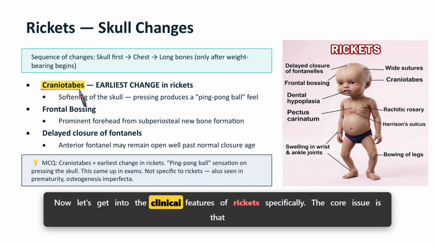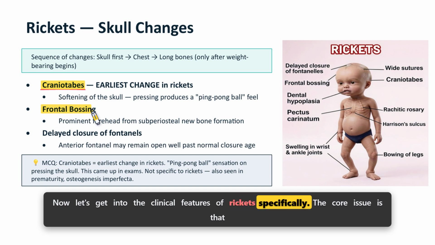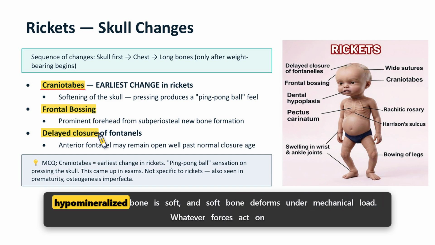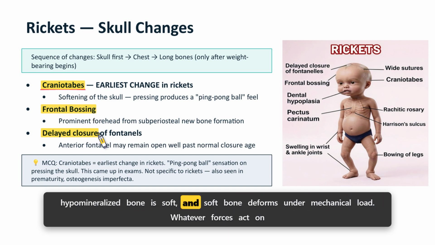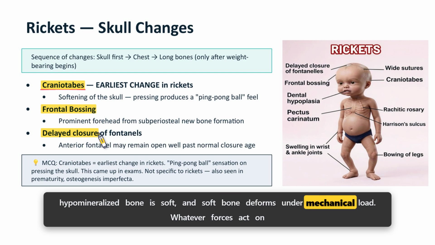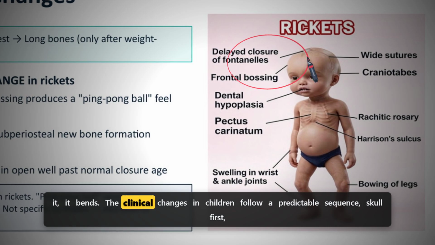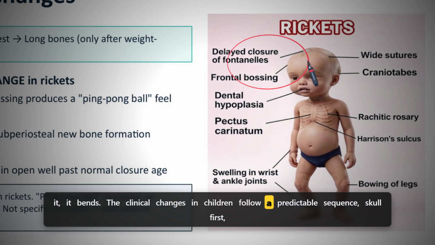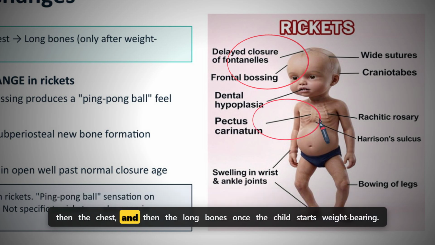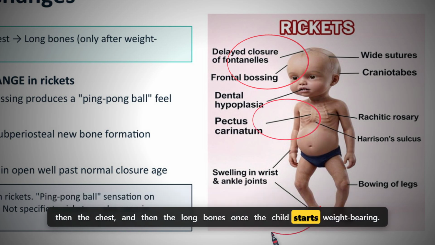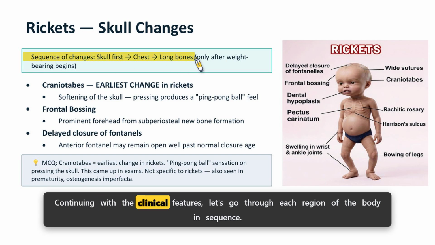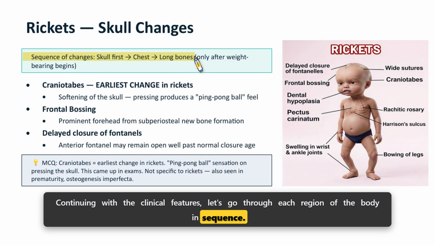Now let's get into the clinical features of rickets specifically. The core issue is that hypomineralized bone is soft, and soft bone deforms under mechanical load. Whatever forces act on it, it bends. The clinical changes in children follow a predictable sequence: skull first, then the chest, and then the long bones once the child starts weight bearing. Continuing with the clinical features, let's go through each region of the body in sequence.